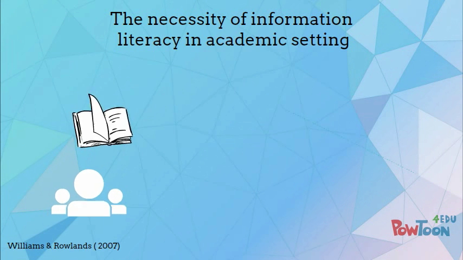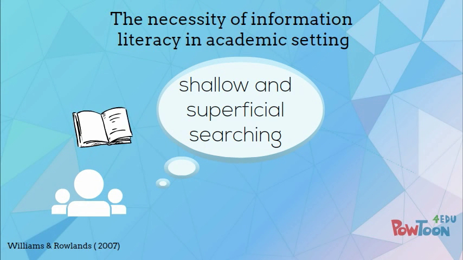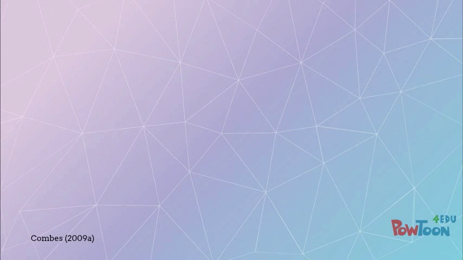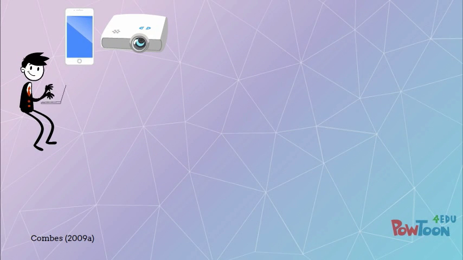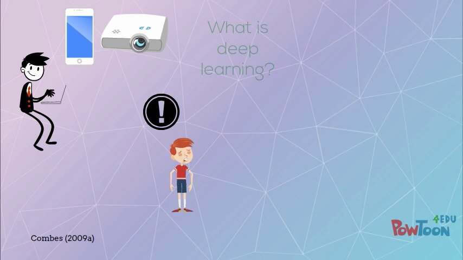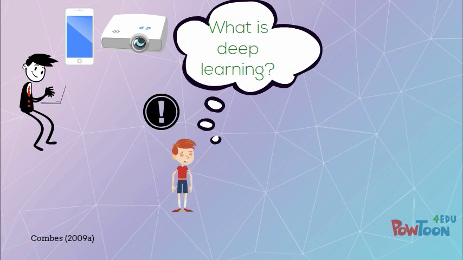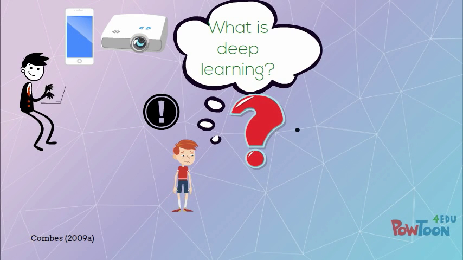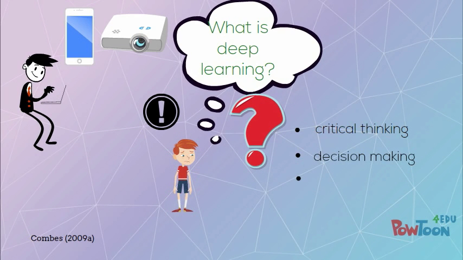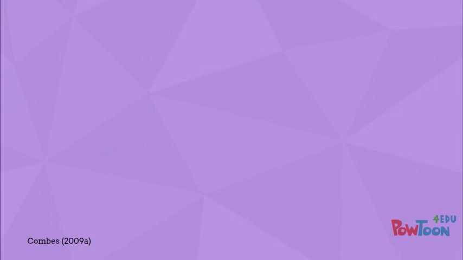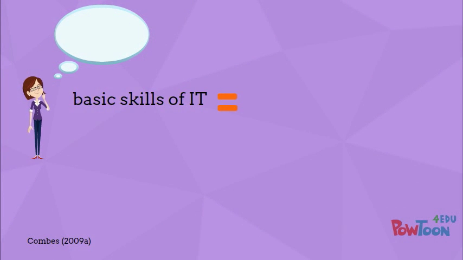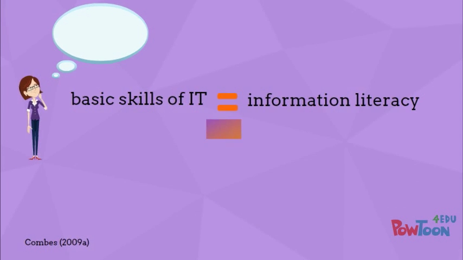According to research findings, most young people prefer shallow and superficial searching of short texts rather than full texts. Though students are competent users of information technology, they tend to be less competent in the search and use of curriculum-based information. As a result, they may lack critical thinking skills, decision-making skills and self-directed learning. Besides, people mistakenly assume the basic skills in IT are information literacy.